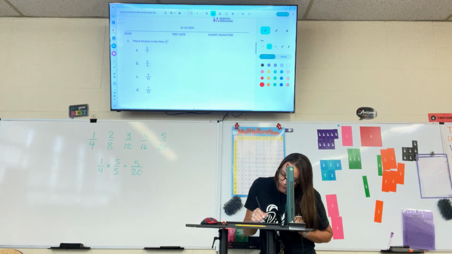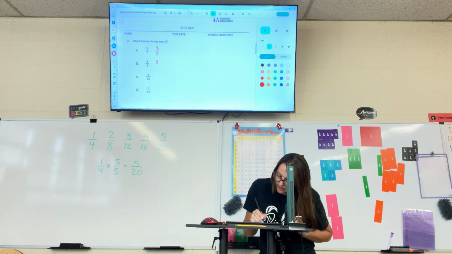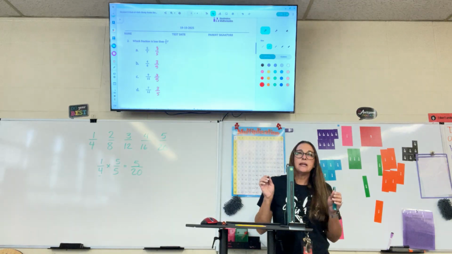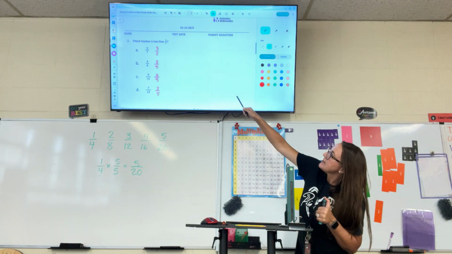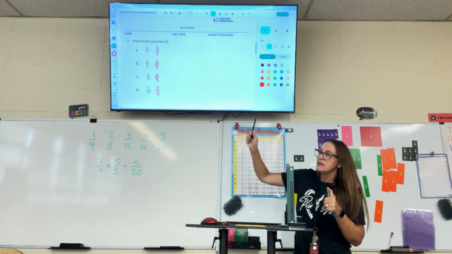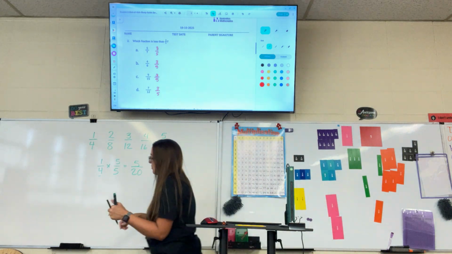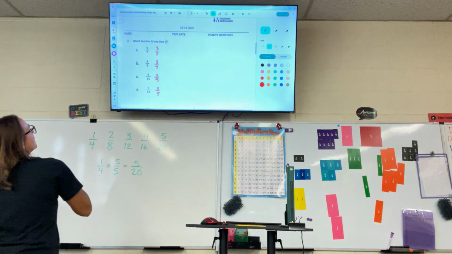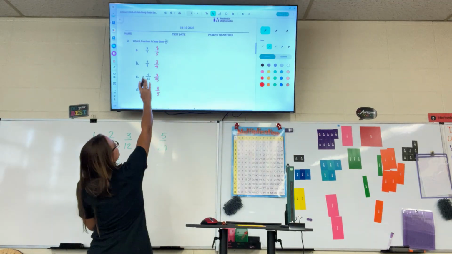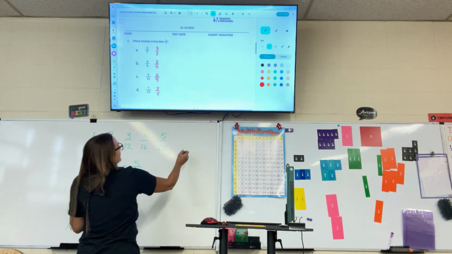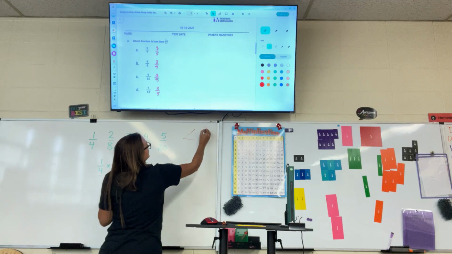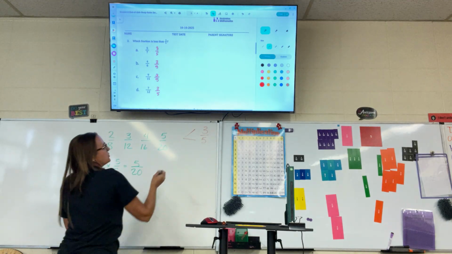Here we go. All the way down, we're gonna write 3/5, 3/5, 3/5, and 3/5. So we're looking for the fraction that is smaller than 3/5. So the symbol is going to be, since 3/5 is second, this symbol with it open towards 3/5.